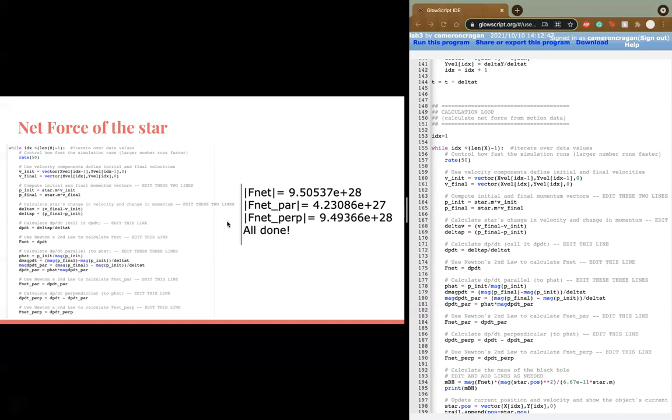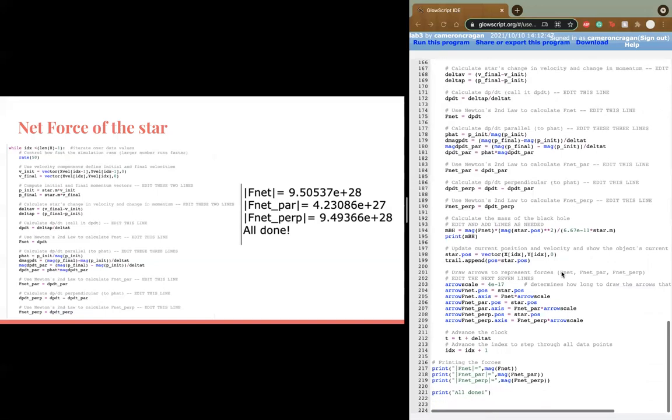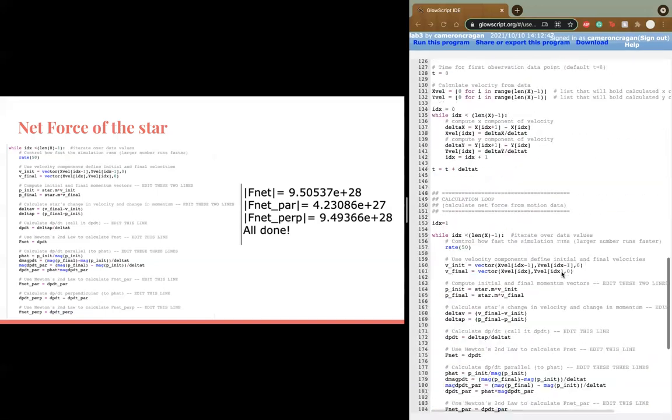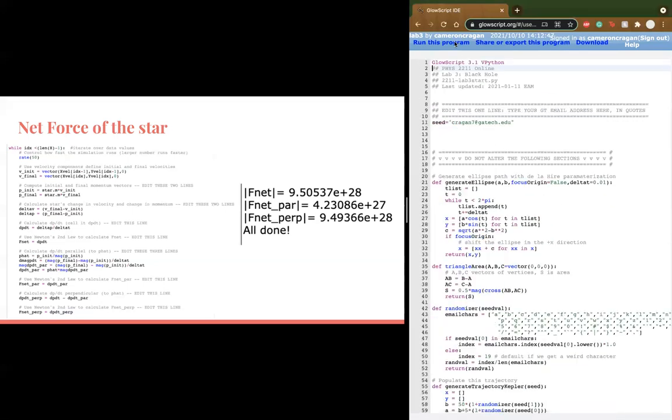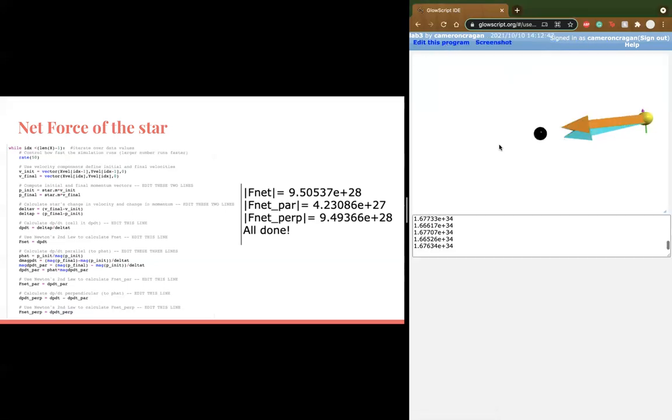fnet perp. And when you run the program, I also went in and made sure I had the right arrows to show the forces. This is what the program looks like while it runs. And that calculates my fnet and my fnet par and fnet perp. And this is using a lot of Newton's second law and a lot of the formulas that we learned in class.